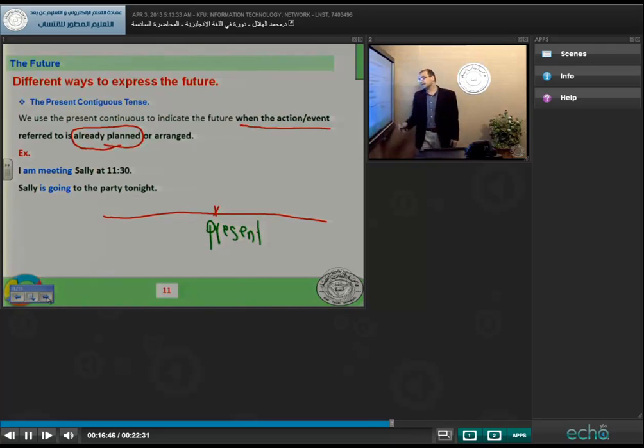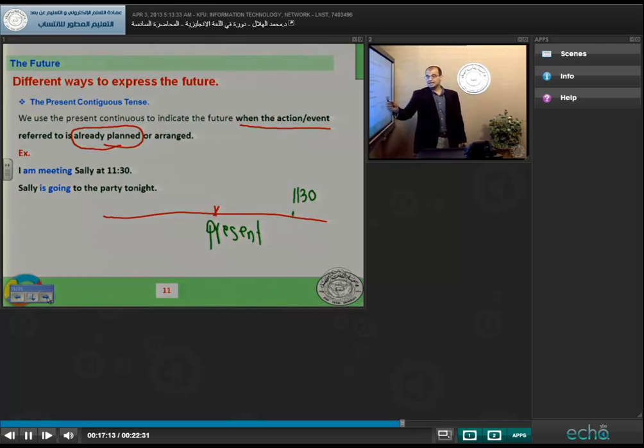I am meeting Sally at 11:30. I'm meeting Sally at 11:30. So I can talk about something that will happen in the future by using the present continuous, simply because I have arranged. There is an arrangement, there is a plan, there is an agreement that Sally agreed that I will meet her at 11:30.